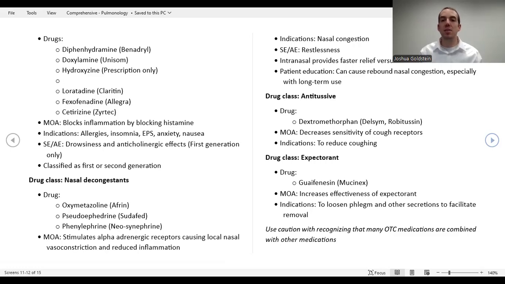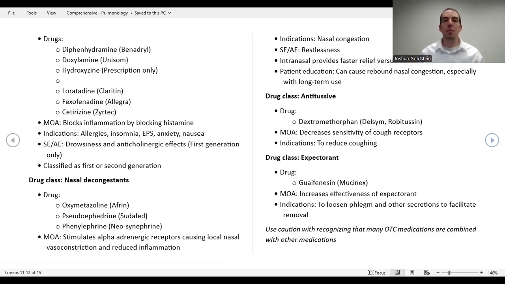Next, we have our antitussives. Now, depending on your textbook, there's going to be variation in what's considered an antitussive. I'm going to start with dextromethorphan. Dextromethorphan, which is over-the-counter, that's Delsym or Robitussin, decreases the sensitivity of your cough receptors, thereby reducing your cough. If your cough receptors are very sensitive, it's making you cough all the time. If this decreases the sensitivity, you won't be coughing as much. Now, what do we use this for? We use this to reduce coughing, very simply.